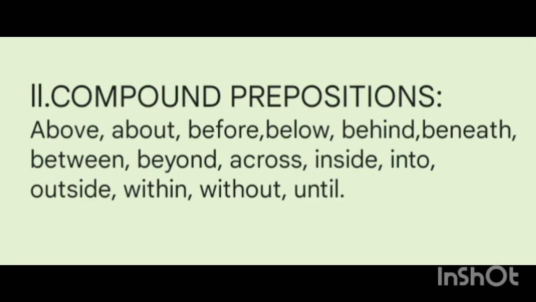Let's move to the second kind of prepositions, that is compound prepositions. Compound prepositions are compound words that have been formed by putting a prefix to some words. Examples: above. Here the prefix is a. A is added to buff and it becomes above, and it's a compound word. About, before, below, behind, beneath, between, beyond, across, inside, into, outside, within, without, until.